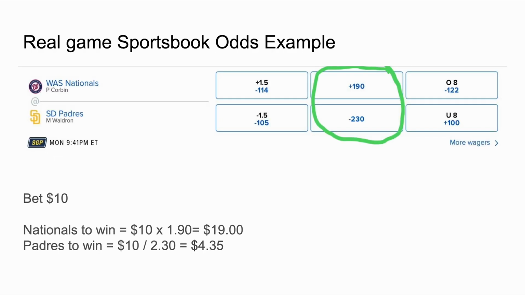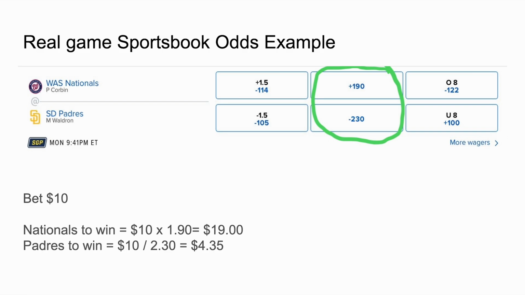Here's what it looks like on a real sports book. The sports book that I chose to use as an example is FanDuel. On the first line right here, this is your spread. In the future, I'll probably put a link inside this video explaining what a spread is. This area on the right is the over and the under. You don't need to pay attention to that. I'll also explain what the over and the under is in another video. But what I have circled in this green area is the money line.